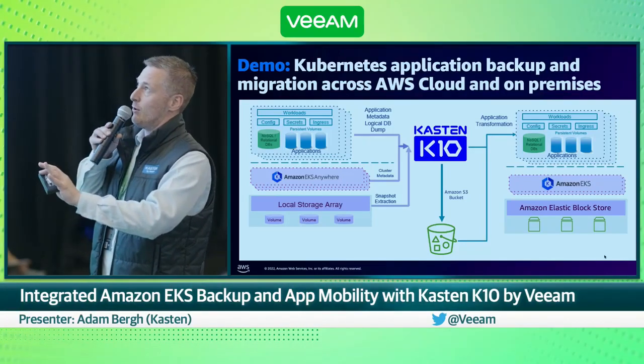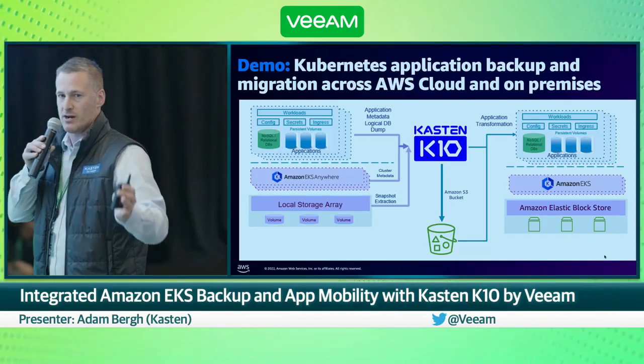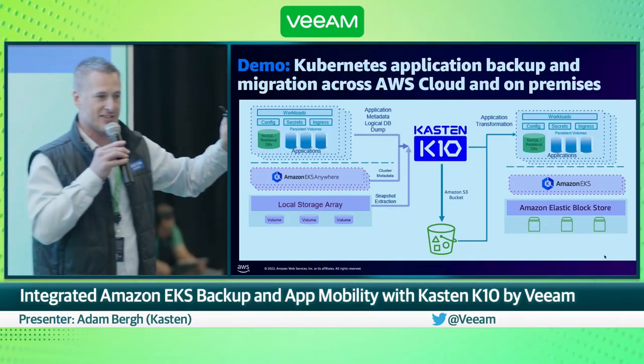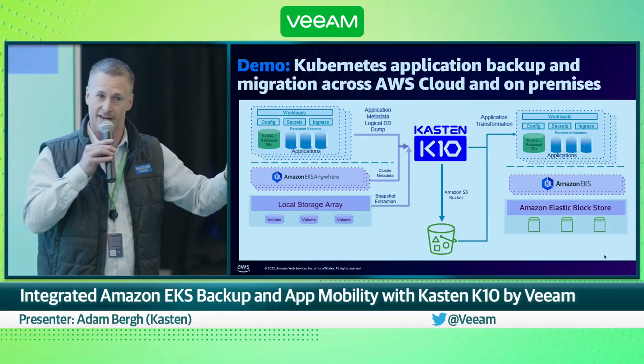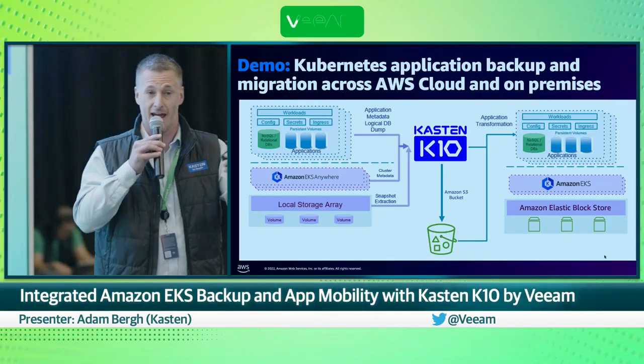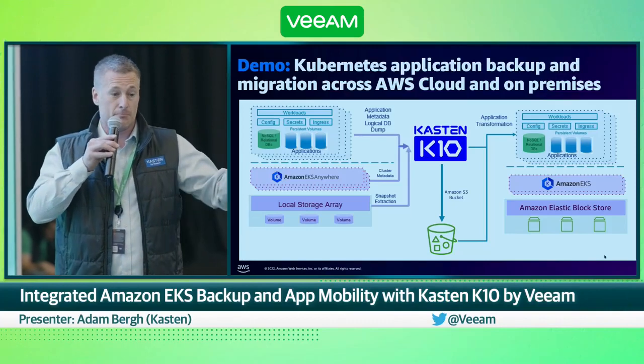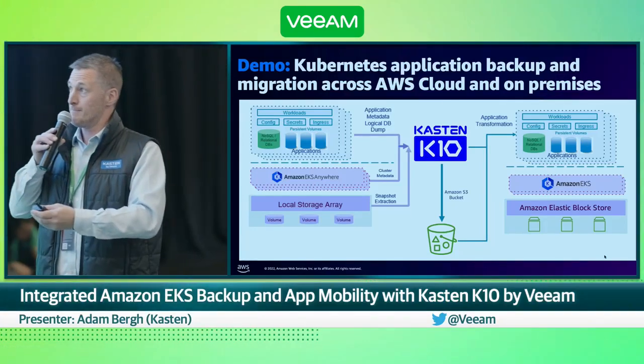What we're going to be seeing in the demo is I've got an EKS Anywhere cluster. If you haven't heard of EKS Anywhere, that's Amazon's on-premise version of Kubernetes. I can run that on bare metal. I can run that in vSphere. So it's on any infrastructure, your infrastructure, right?